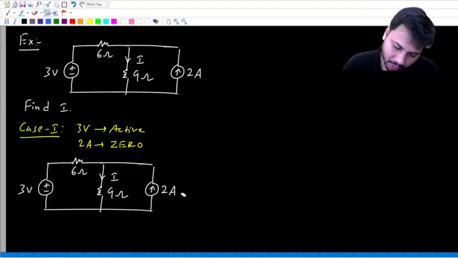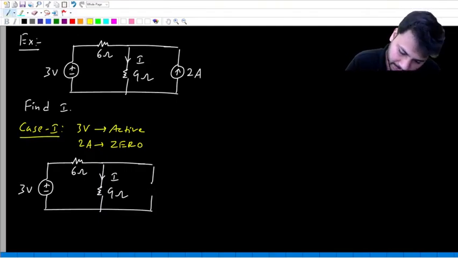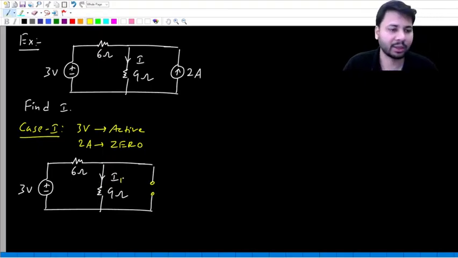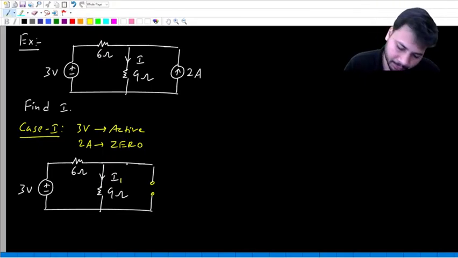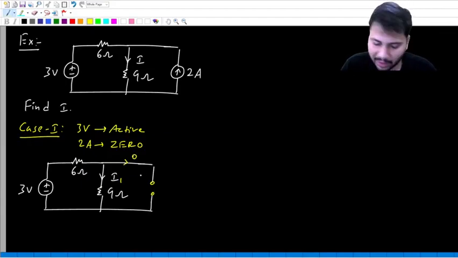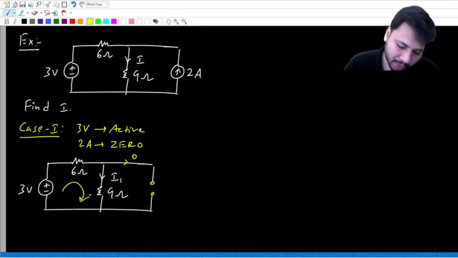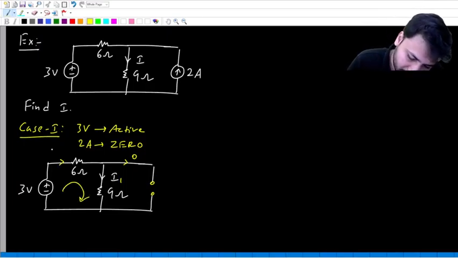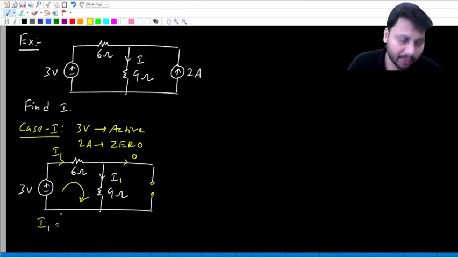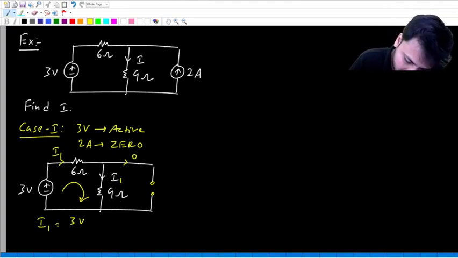Yes. So when the 2 ampere current source becomes 0, it just becomes an open circuit like this. And then let's say the current in this case be some I1. Now when the current source becomes 0, the current in this current source branch will become 0. Now there is a loop. Yes, even this current will be I1. So loop current will be loop voltage divided by net resistance in the loop.